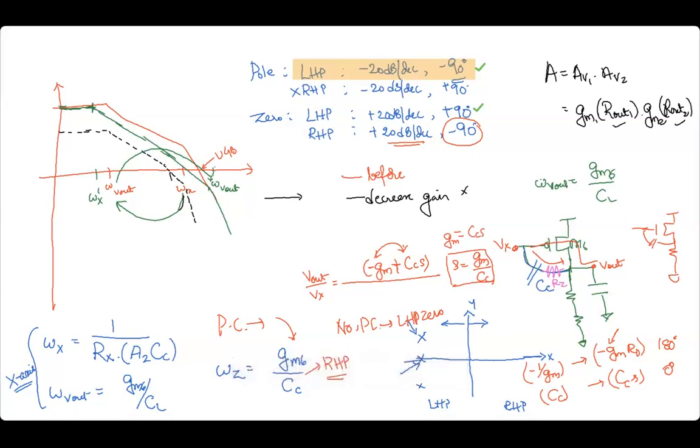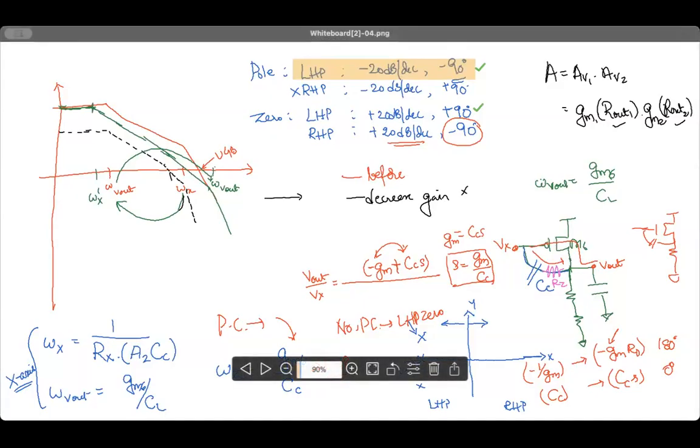And now there are new problems getting introduced. Because of CC, we saw that the pole omega V out will move out and omega X will move in because of the Miller effect. But at the same time, we are introducing a zero. What's that zero? The zero is given by GM by CC. That's another new thing that got introduced. Now that zero can create some problems, especially since it is a right half plane zero.